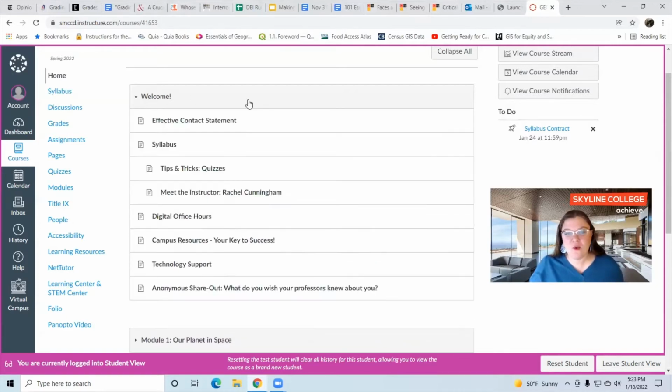In our welcome section, we'll have our syllabus to go over in a bit. I have some tips and tricks for taking the exam. So our not exams, quizzes rather. Again, they are open book, open note, as all your exams are, but this is to help you get comfortable with taking quizzes through this Canvas process.